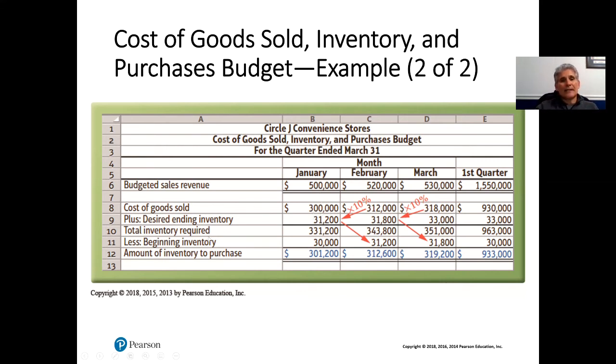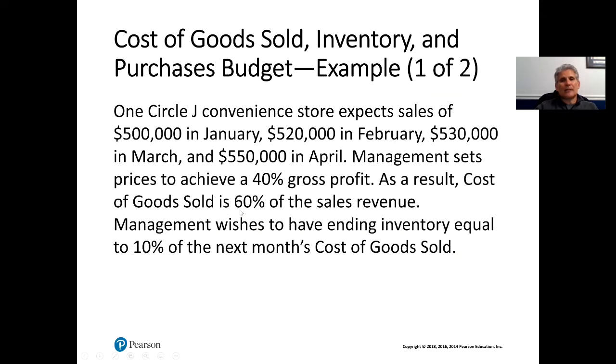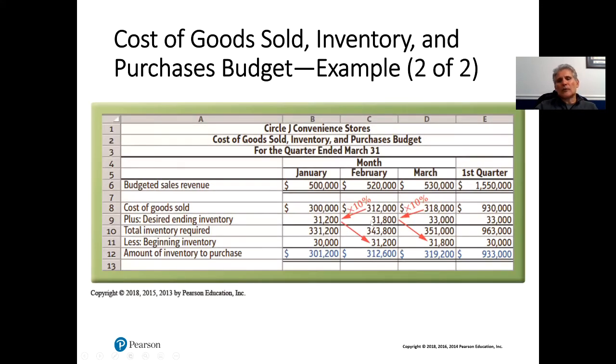The desired ending inventory, they told us that's going to be 10% of the next month's cost of goods sold. Without going through the computation of the next month's cost of goods sold, it looks like it was 312,000, but we haven't gotten there. Okay, since we're here, 312,000 is 60% of 520, right? 60% of the sales. And then to get the desired inventory, we want 10% of that to be in inventory, so that's 31,200. We'll get our total inventory required.